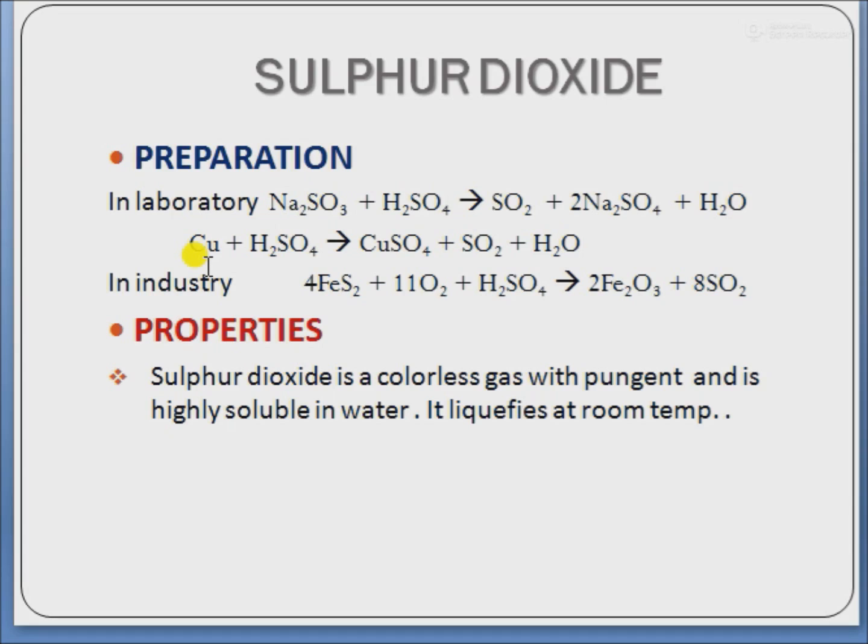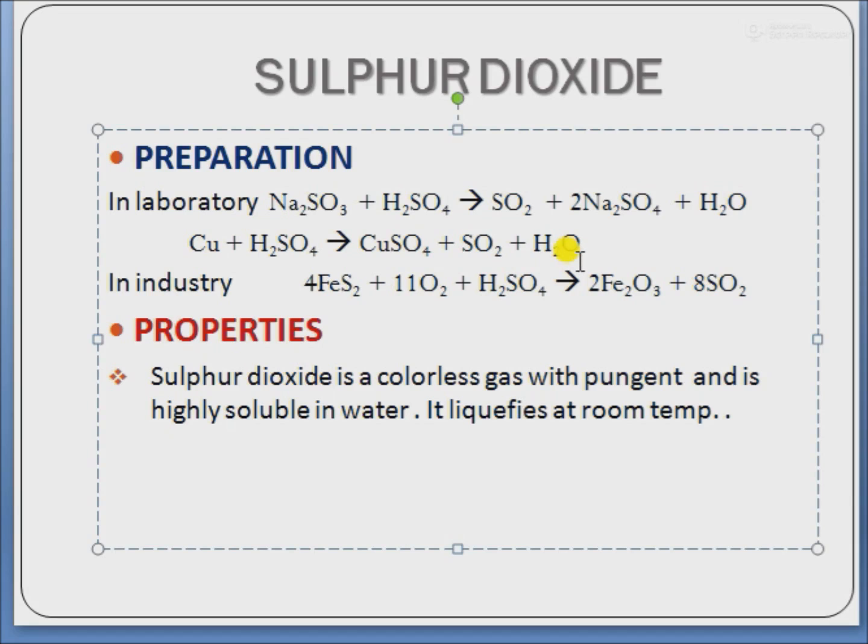Or it may also be prepared in the laboratory by heating copper turnings with concentrated sulfuric acid to form copper sulfate plus sulfur dioxide plus water. In industry, sulfur dioxide is obtained as a byproduct of roasting of sulfide ores such as iron pyrites. FeS2 is the iron pyrites. When it is roasted in the presence of concentrated H2SO4, it changes into iron oxide plus sulfur dioxide.